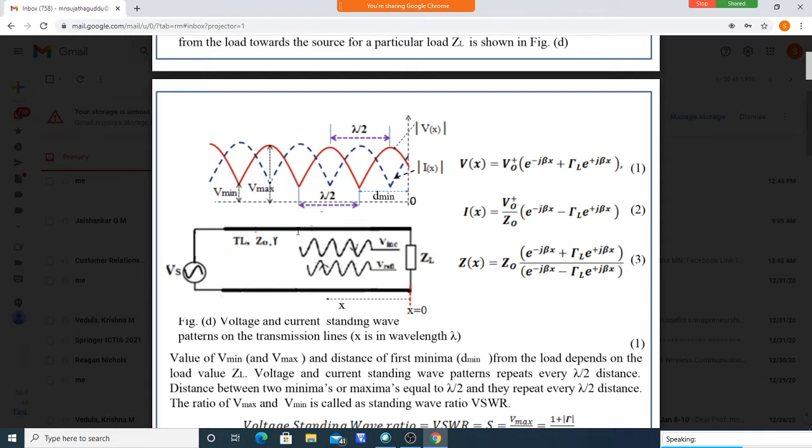So every lambda by 2 distance, the impedance repeats on the transmission line. As you move over a transmission line and try to measure the impedance, it repeats every lambda by 2 distance. So here it is Z maximum. Again at this position we will get Z maximum. It is a distance of lambda by 2 from here to here.